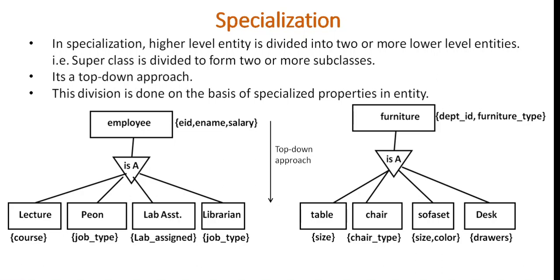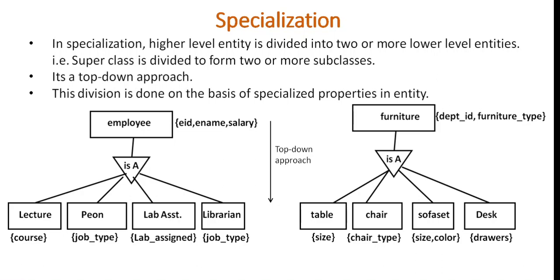But all of the subclasses mentioned over here have their own additional attributes also. See, when employee is a lecturer, then the lecturer is teaching some course. So course is an additional attribute for lecturer. But this course attribute is not applicable to peon, lab assistants, or librarian. So though the lecturer has EID, e-name, salary, which are common attributes, it also has one additional attribute, that is course. By using that additional attribute, we can differentiate that employee from peon, lab assistant and librarian. That's why it is called specialization.